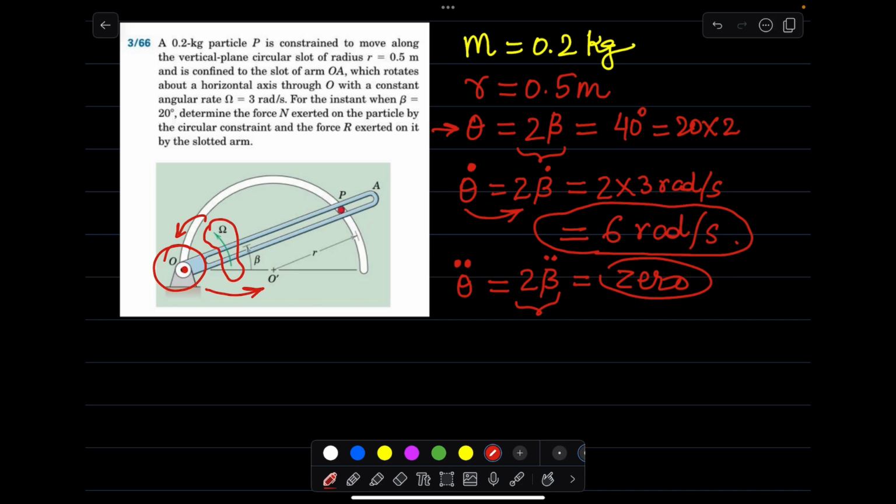Also, if you go to the problem, you will find that this is rotating with a constant angular rate. When the angular rate is constant, it means that acceleration is 0. So from this information, we can say that we can apply the r and theta coordinate system with confidence. Now let's make the free body diagram for this point P using the r and theta coordinate system.